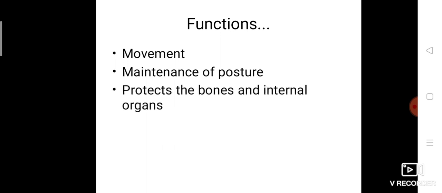It protects the bones and internal organs too. Yes, because muscles surround the bones. That is called skeletal muscle. And internal organs like the heart are made up of cardiac muscles. So it protects both the bones as well as the internal organs. Okay, so I hope I have given a small introduction to the muscular system.